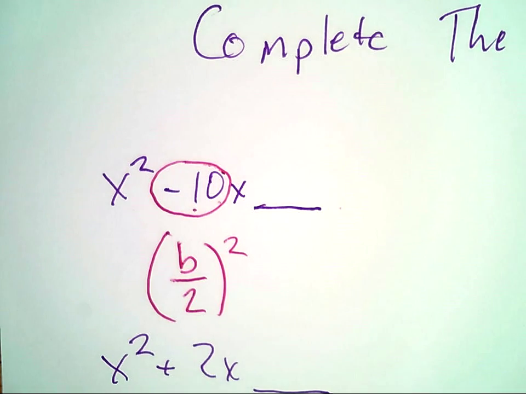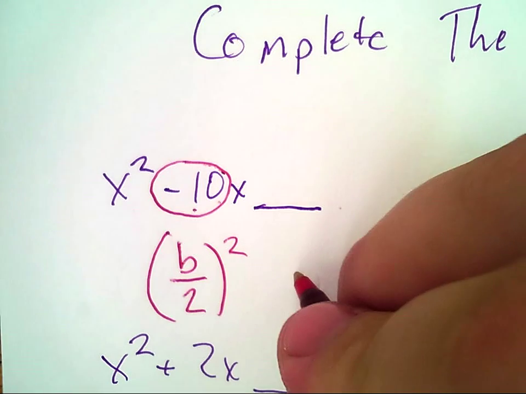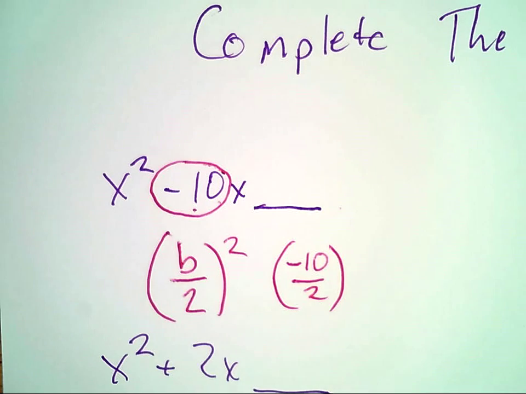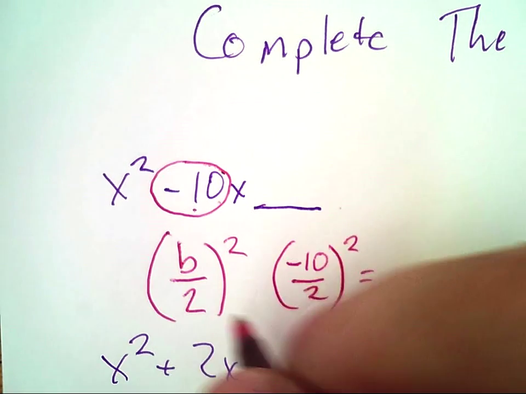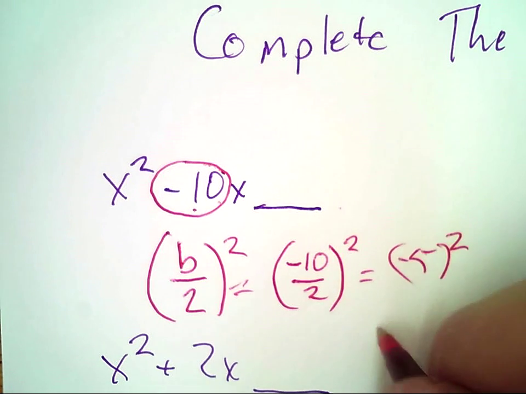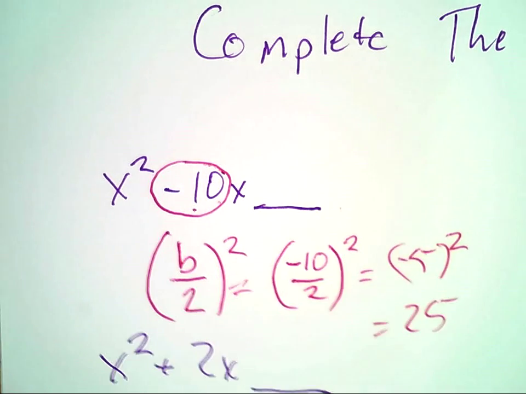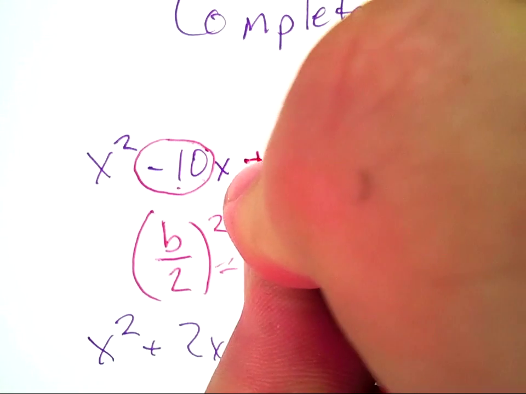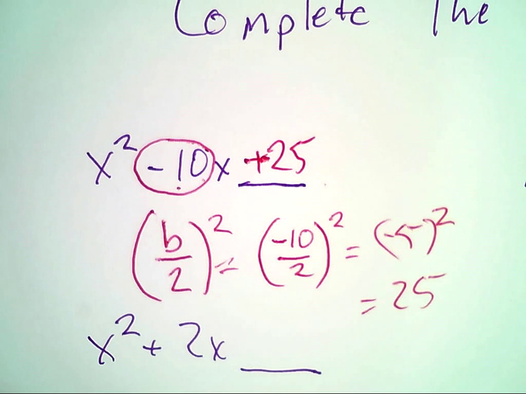Okay? So in this case, what is b? Negative 10. Well, yes, 10 still, divided by 2. What's negative 10 divided by 2? Negative 5. Negative 5 squared is how much? 25. Positive or negative? So you put plus 25, and now we have a perfect square trinomial.